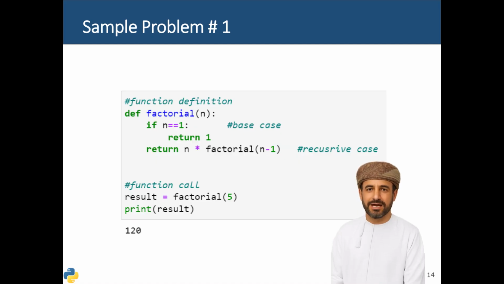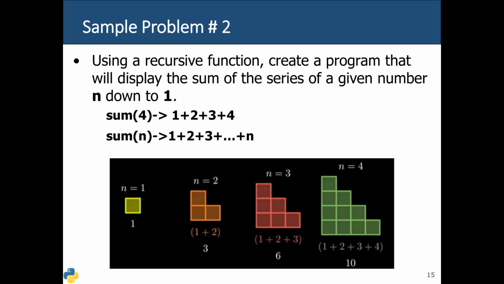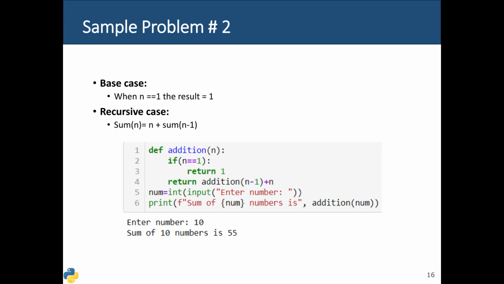This code snippet demonstrates a recursive function in Python to calculate the factorial of a given number, such as 5, which results in 120. Another sample problem involves creating a recursive function to calculate the sum of a series from 1 up to a given number n. The solution involves defining a base case and a recursive case, as shown in this Python function that sums numbers up to a user-provided input.